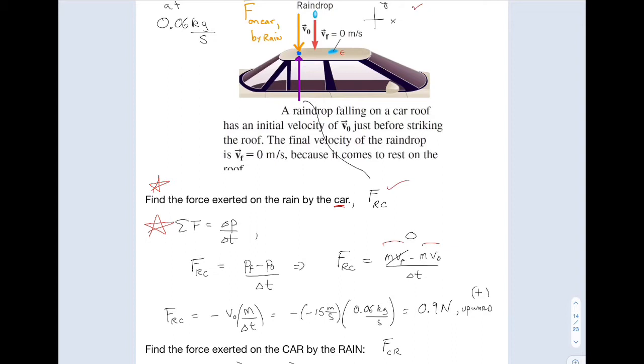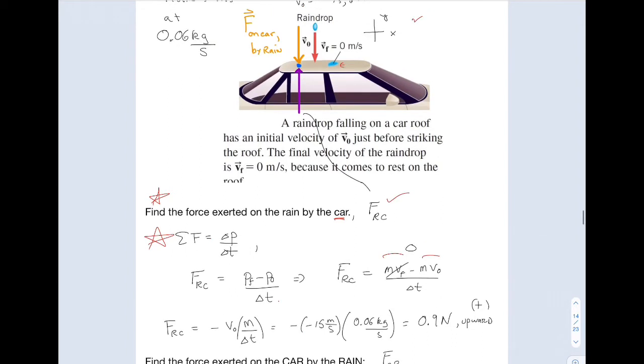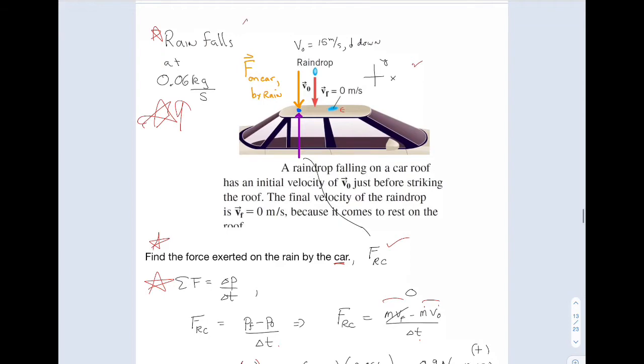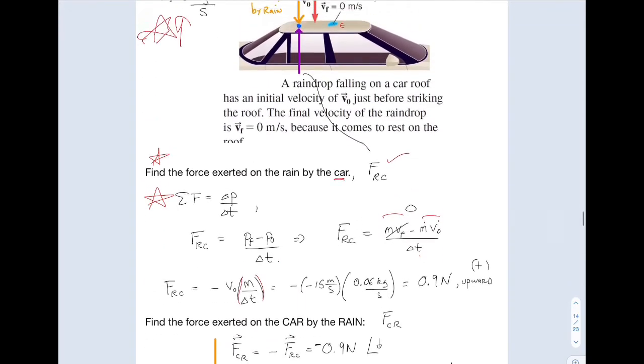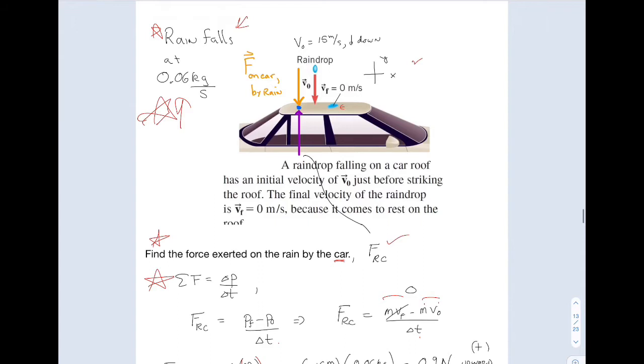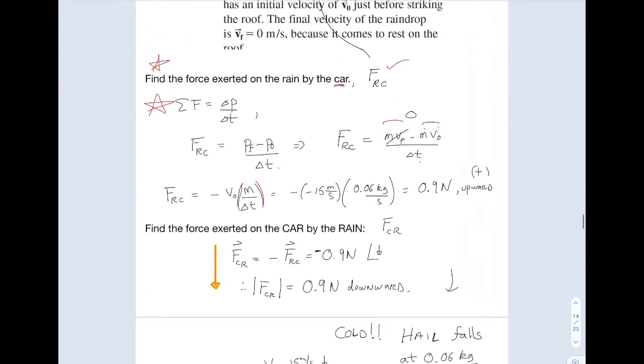So I did P final minus P initial, there's my delta t on the bottom. So v final of the rain is 0, and I have minus m v0 over delta t. Well, m over delta t, whoops, that's that. That's the rate at which the rain falls. So I have that number. v0, that's the initial velocity of the rain, and I chose downward as negative. There's positive, there's negative. So that goes in as minus 15. That gives me 0.9 newtons, and it's positive, so that means it's upward.